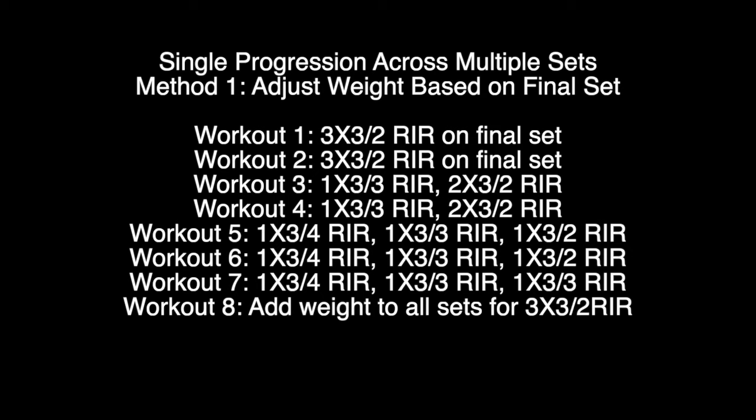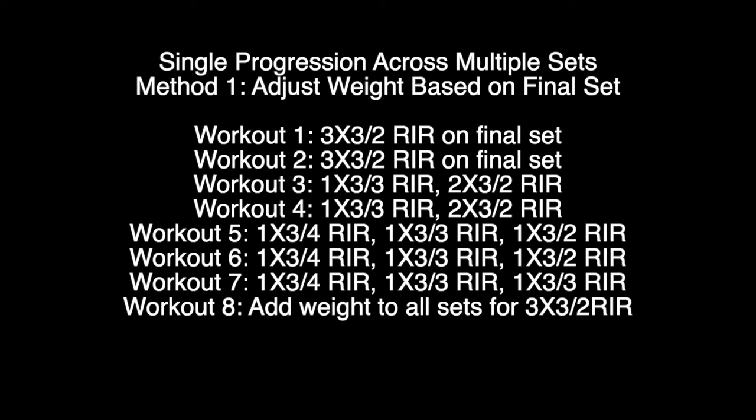Workout 5, that first set is now much easier. It's at 4 reps in reserve. Second set is at 3 reps in reserve, but the third set is still at 2 reps in reserve, which is your goal. That happens again, and then in workout 7, that first set, 4 reps in reserve. Second set, 3 reps in reserve. Third set is at 3 reps in reserve. That's the signal to add weight to all 3 sets, which should bring you back to 3 by 3 at 2 reps in reserve.